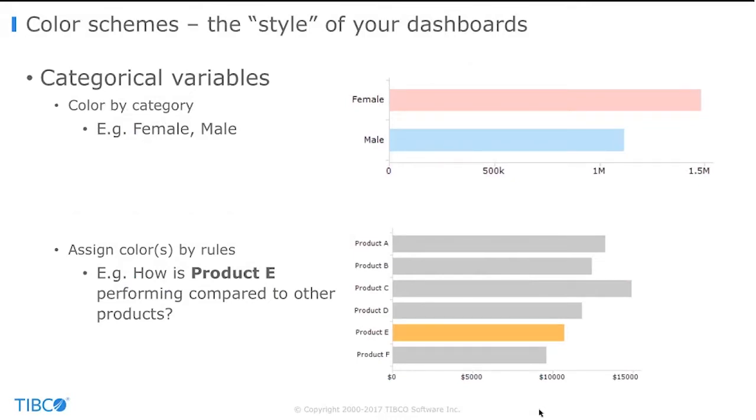The message that we want to show here, or the question we want to ask here, is how is product E performing compared to other products? So we are just setting a color to product E, and we leave the colors of the other products gray, so that product E stands out, and you can see immediately how the revenue of product E compares to others. Next slide, please.